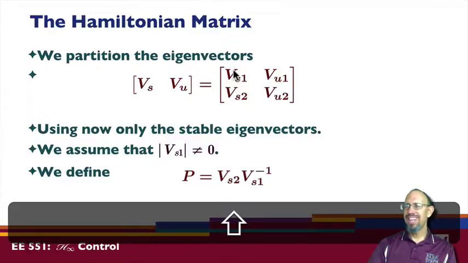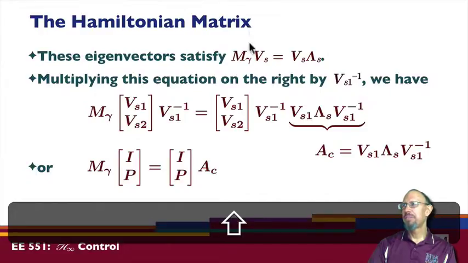So why would we want to do that? Well, hang with me. Remember, these eigenvalues and eigenvectors satisfy this relationship. Multiplying this equation on the right by Vs1 inverse, we get this relationship. And here I've stuck in a Vs1 inverse times Vs1, which is just an identity matrix. Now I'm going to multiply this through here, and call this quantity A_c, and I have this relationship, [I; P] times A_c. So we've seen this kind of relationship before.